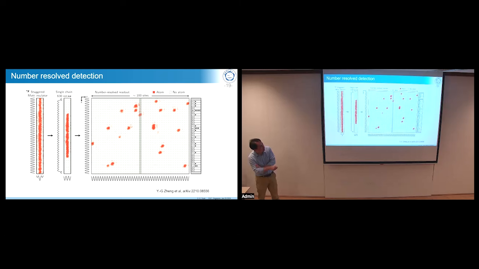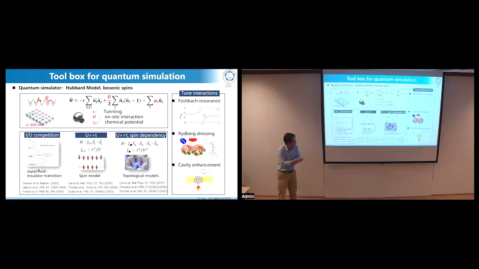We make a final imaging. We just count, like in this line, we have four atoms, which means we also have a number resolution of how many atoms are on the same site. We just call it 1, 1, 1, 0, 4. Here we have a register to write down the number of the atoms. So we have just built a toolbox for quantum simulation.